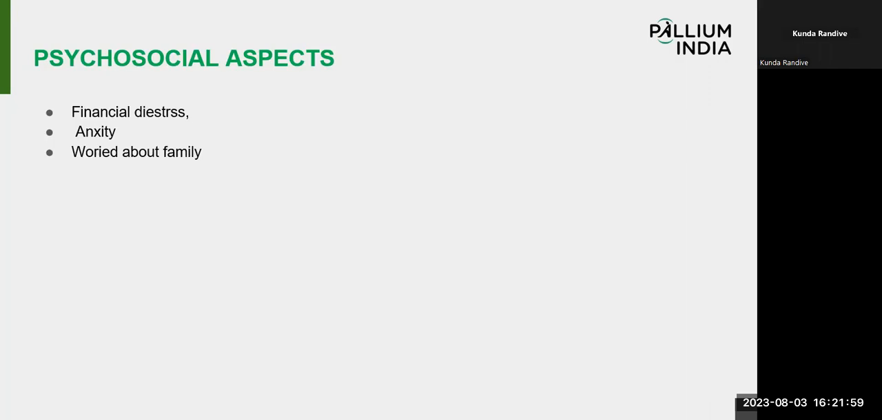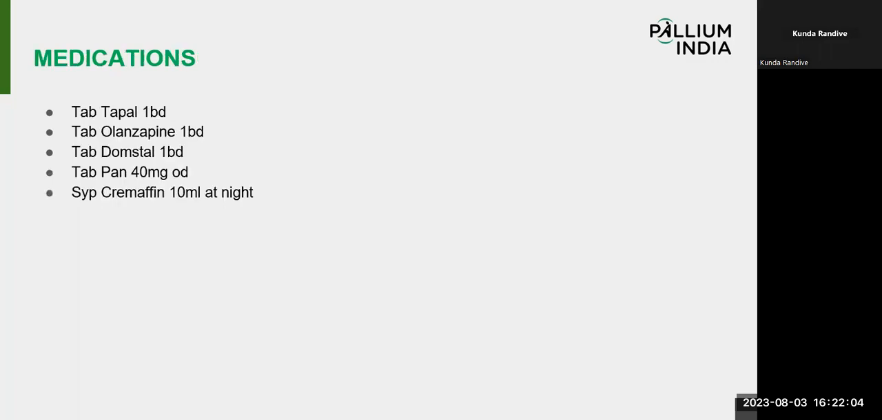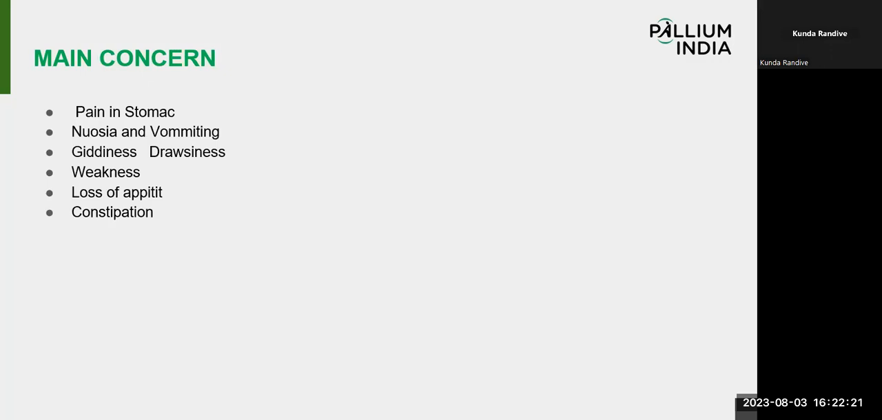Financially distressed, anxiety, and worried about family. Tablet Tapal 1 BD, tablet Olanzapam 1 BD, tablet Domstal 1 BD, tablet Pan 40 mg OD before breakfast, syrup Cremapin 10 ml at night. Pain in stomach, nausea and vomiting, giddiness, drowsiness, weakness, loss of appetite, and constipation.